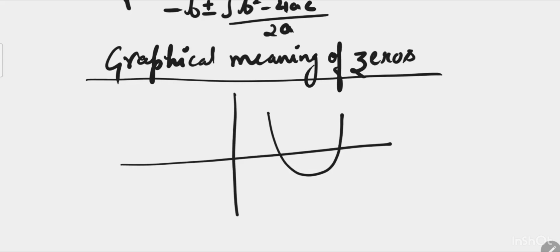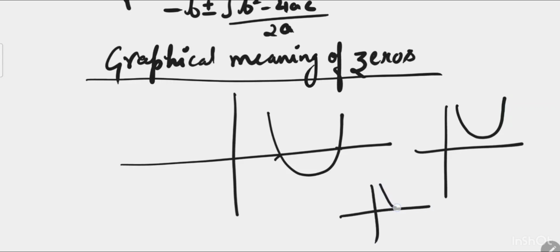So if it cuts the x-axis at 2 points, then 2 real zeros. If it touches at 1 point, then 1 real zero. And if it does not touch at all, then there are no real zeros.